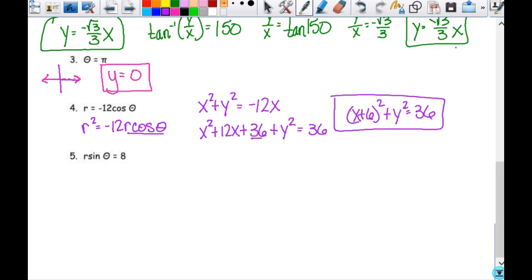All right, so here, these kind of look similar. I mean, obviously one's sine and one's cosine, but they are even different than that because I don't need to multiply both sides by an r here. That's not necessary because I have something for r sine theta. R sine theta is just y, so this is y equals 8, and I'm done.